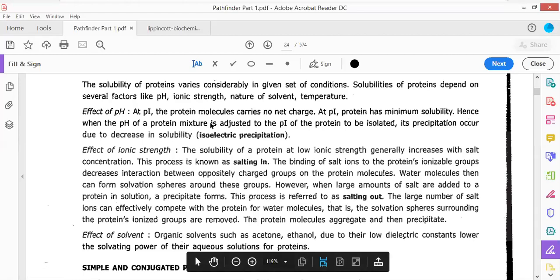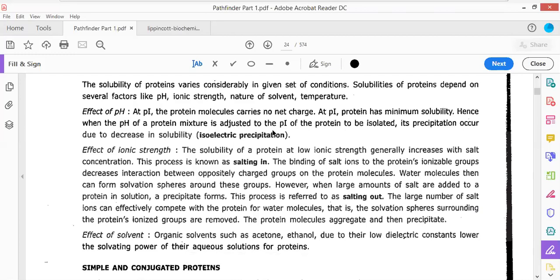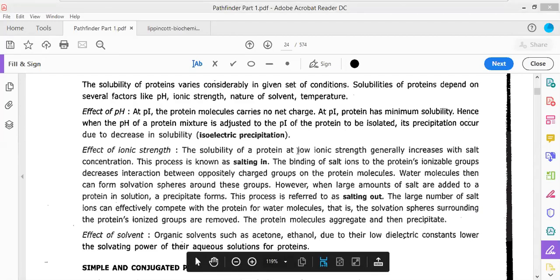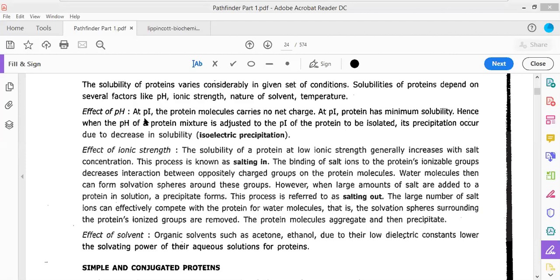Now, this is what I was telling you. You took citrus fruits, or you took lemon, and you add the lemon solution into milk. Then what is going to happen? Of course, you will get a beating from your mother. Why? Because you will make the milk sour. You can say to her that you have isolated the protein. This method is referred to as isoelectric precipitation. But that won't stop her from beating you up.